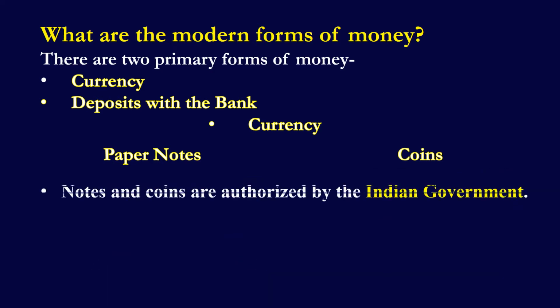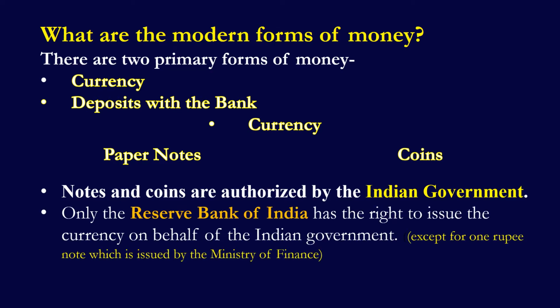These paper notes and coins are accepted as a medium of exchange in a country because they are authorized by the Indian government. And who has the authority to issue the currency in a country? Only the Reserve Bank of India has the right to issue the currency on behalf of the Indian government. No other individual or organization is allowed to issue currency in a country.